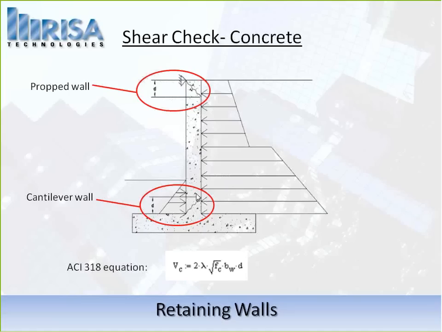If we're a propped wall, we're going to actually use the top of the actual retaining wall stem wall. And we're going to use a distance D to check that.